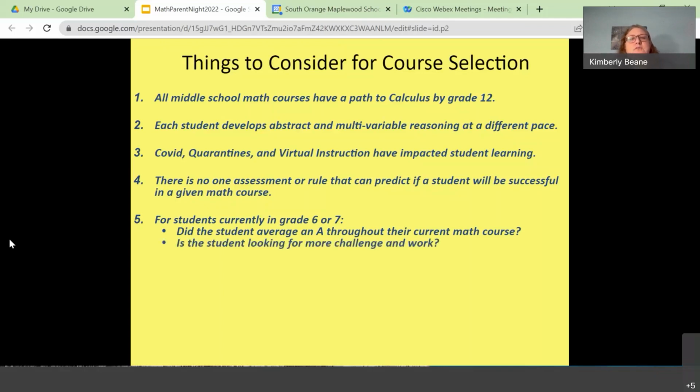Is the student looking for more challenge and work? We have students who get an A in a course. Let's say they take grade 7 pre-algebra and they're like, I got an A all year. I feel good about this. Next year, I want to take grade 8 intro to algebra because I'm at my just right place and I like getting A's. I'm happy getting A's.